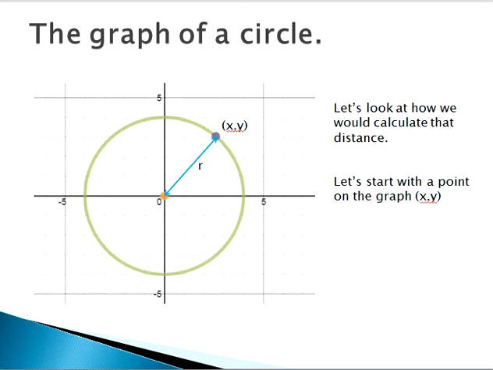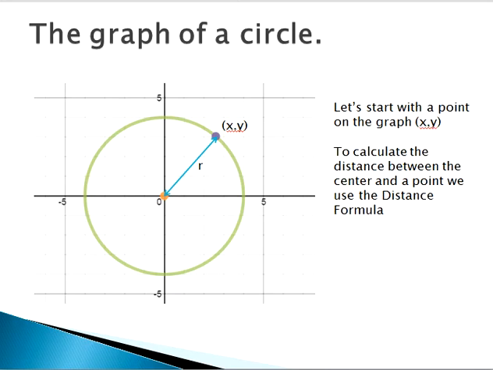Now, that distance is what we're actually looking at. Let's start with one point on the graph and call it x comma y. You see it here, and that distance from the origin to x comma y is the radius. To calculate the distance, we use the distance formula. Do you remember that one? It's that really nice one with the square root. It has something to do with Pythagoras. So we have the square root of (x2 minus x1) squared plus (y2 minus y1) squared, and that will give us the distance.